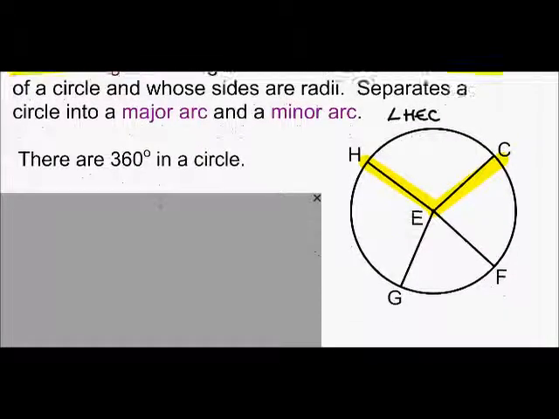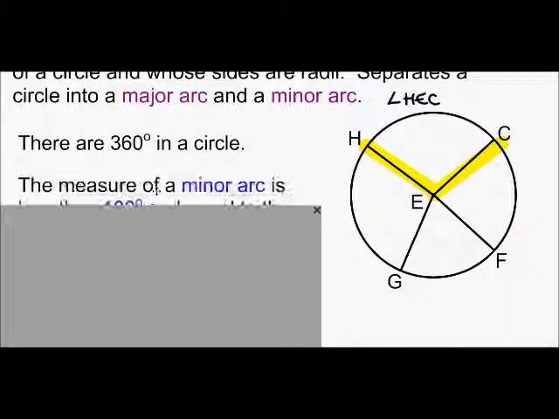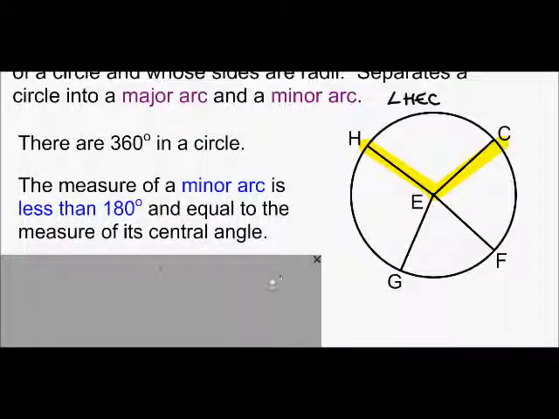Basically, major arcs and minor arcs. Well, you probably know already that there are 360 degrees in a circle. A minor arc is less than half of the circle. So 180 degrees is half of 360. So a minor arc is less than 180 degrees, or half the circle. And it is the same measure as the central angle.